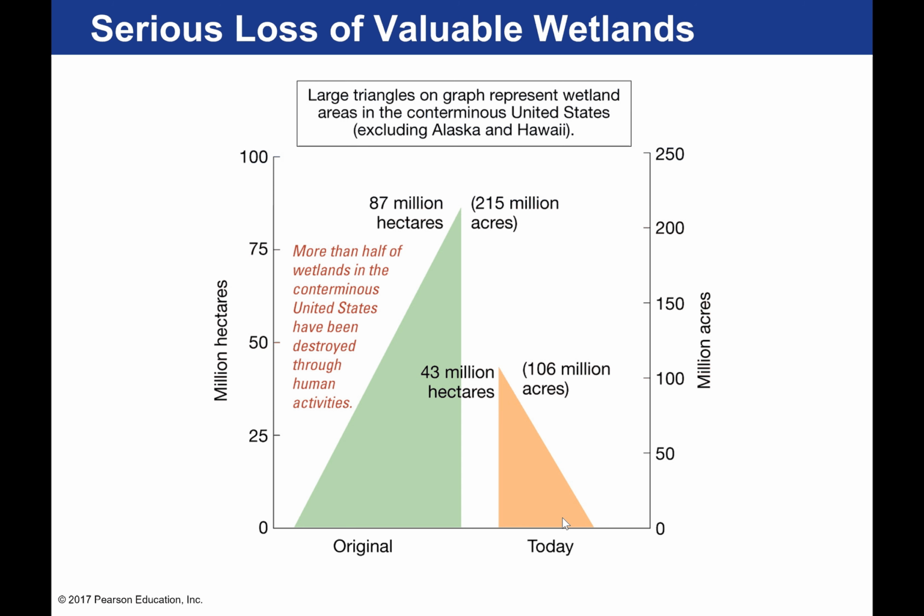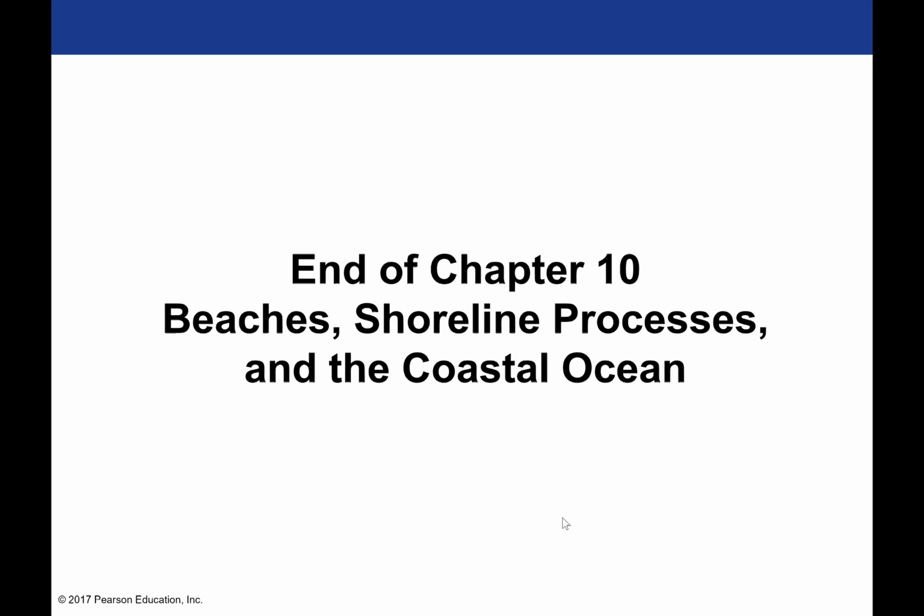So this kind of wraps up chapter 10. We talked all about the beaches, shoreline processes, the coastal oceans. We looked at how to rebuild beaches when they're being eroded. We looked at the bad ways to do it via hard stabilization and the good alternatives. And we finished up talking about wetlands and why they're so important.